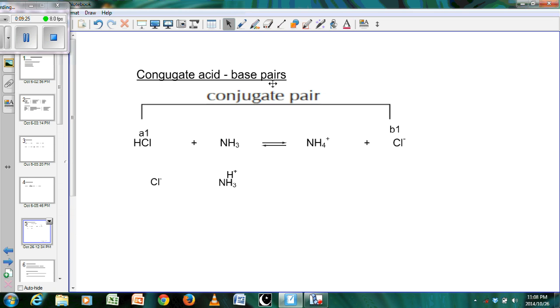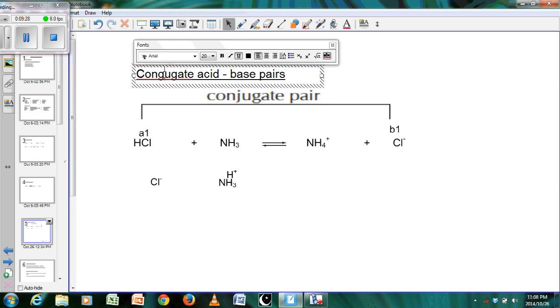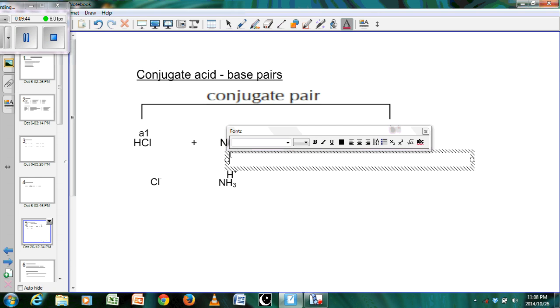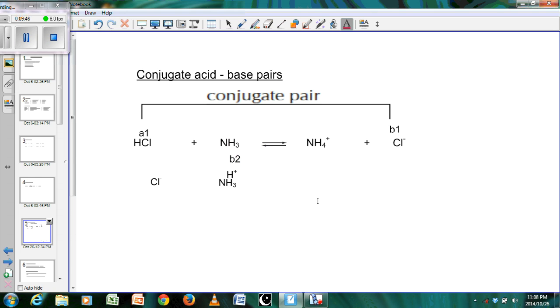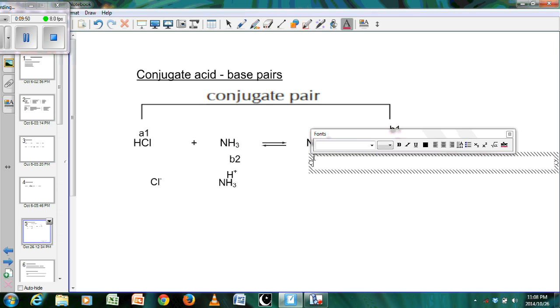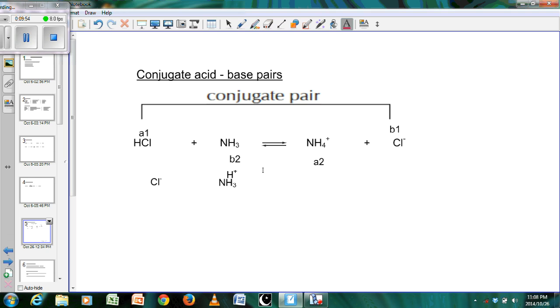HCl and Cl minus. Let's see, a spelling error here. We can just fix. And if you look at the other example, the NH3 and the NH4 plus, we see that the NH3 accepted the proton, so this will be your base 2, and the conjugate acid for NH3 will be the ammonium ion, acid 2.